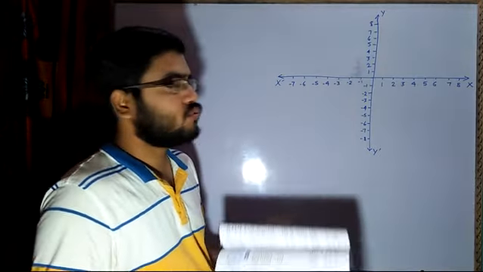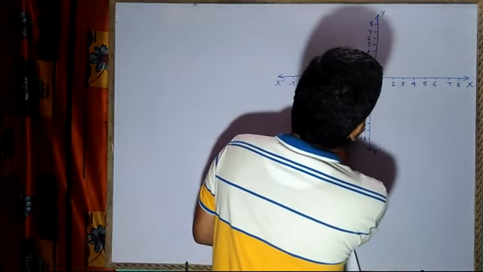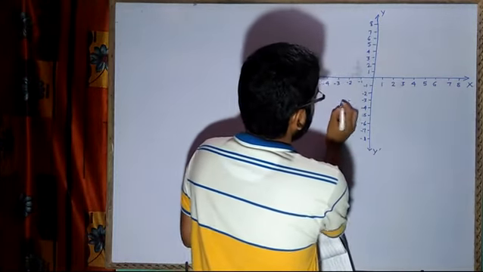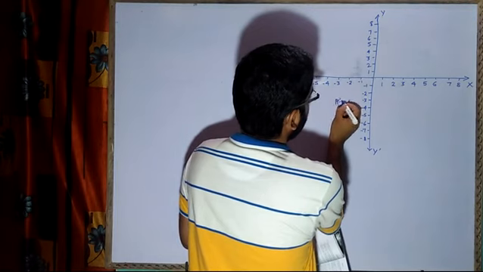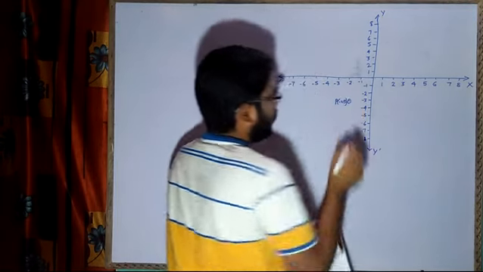Now, what is the point here? P is -2, -3. So, where is -2, -3? It will be here. So, this is my point P, which is -2, minus 3. Okay, this is my point.